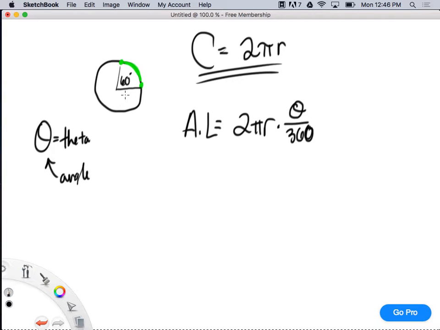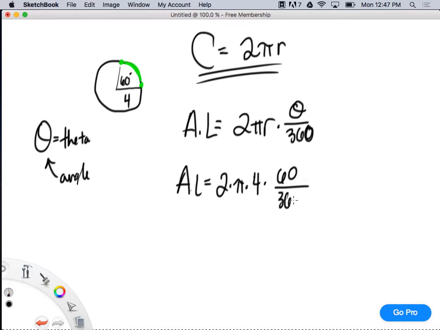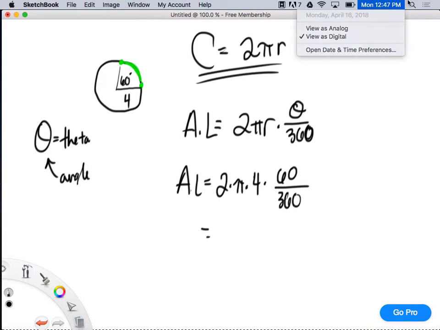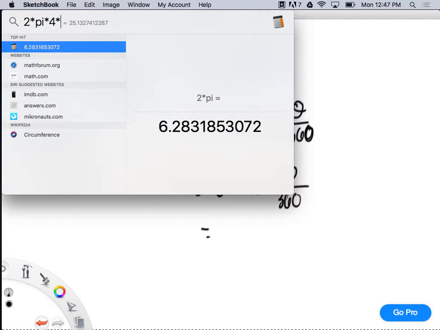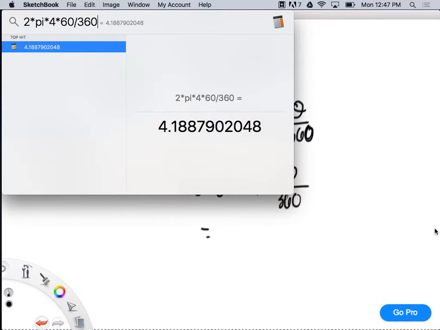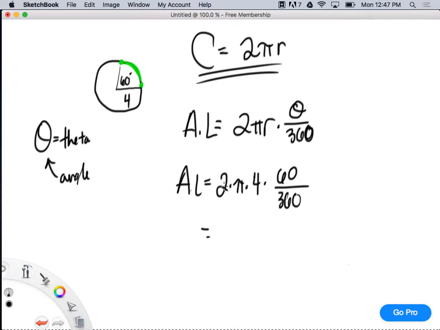Okay, so let's say the radius here is 4. Then the arc length would be 2 times pi times the radius, which is 4, times theta over 360, which is 60 over 360. I plug that in my calculator: 2 times pi times 4 times 60 over 360 is 4.19.